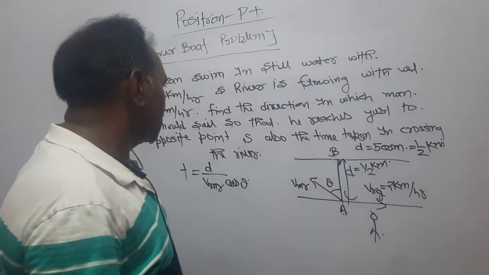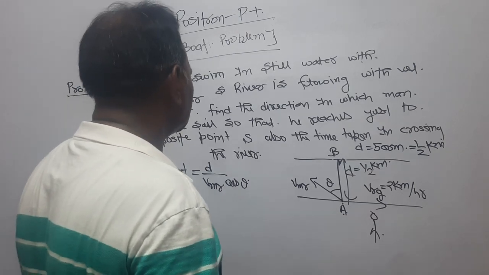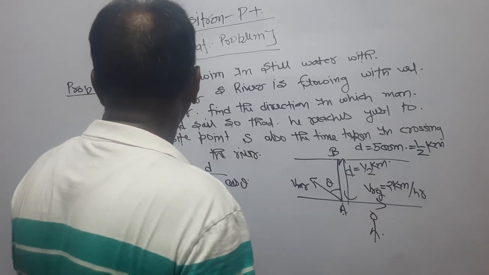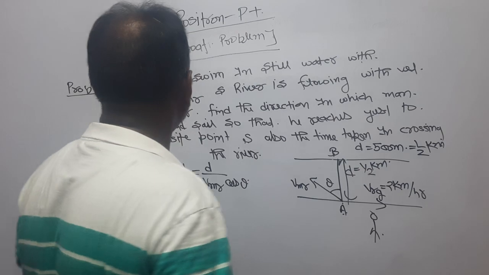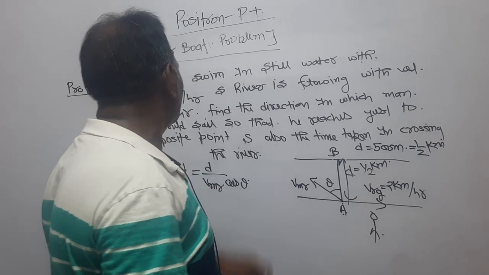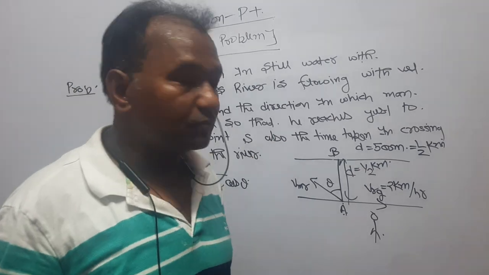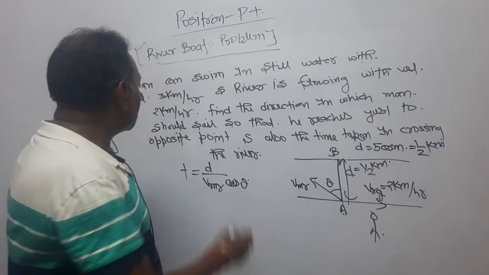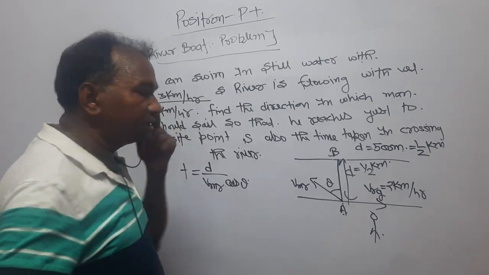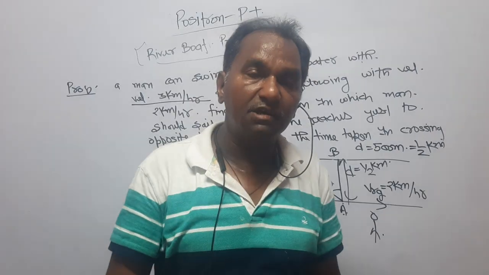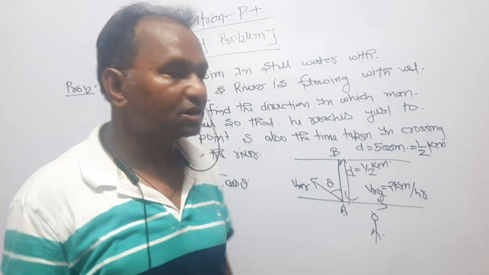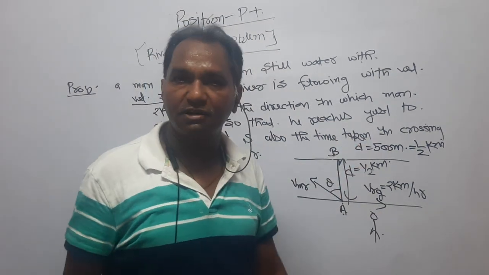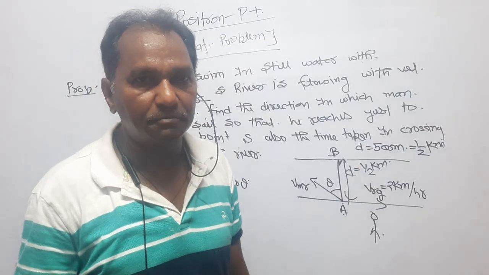Now look here. Dear students, what is it saying? A man can swim in still water with a velocity 3 km per hour. In still water, dear student, what is given? The question says the man can swim in still water with a velocity 3 km per hour, whereas the river is flowing with velocity 2 km per hour.